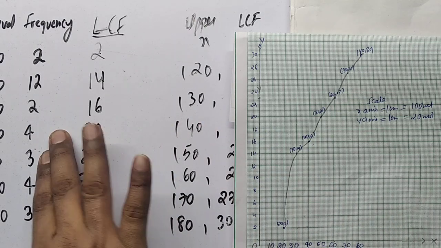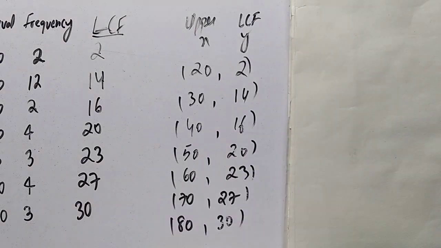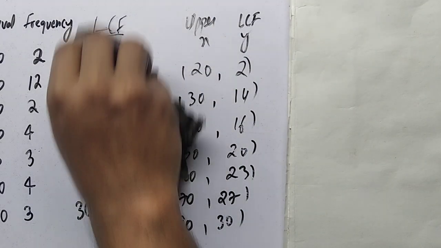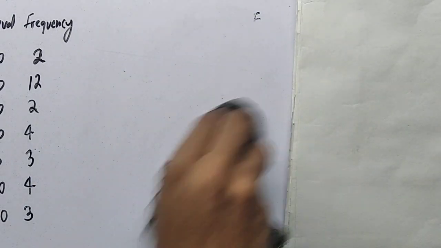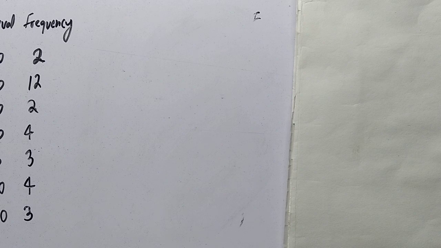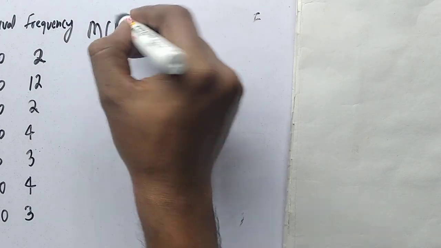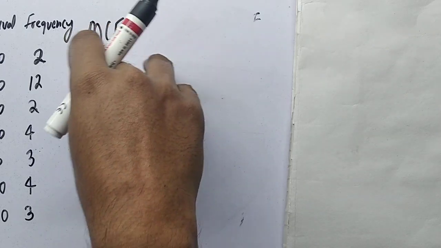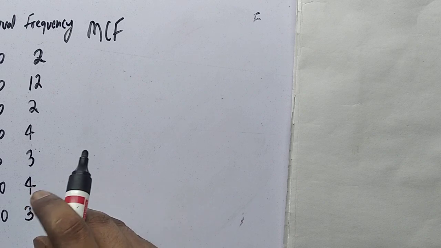So with the same frequency distribution, now I will be explaining the more than cumulative frequency. So for more than cumulative frequency, you need to make small changes here. Instead of taking these values, we will be taking the same class interval and frequency, but here we will be finding the more than cumulative frequency. For more than cumulative frequency, you need to add the values of the frequency from bottom to top.